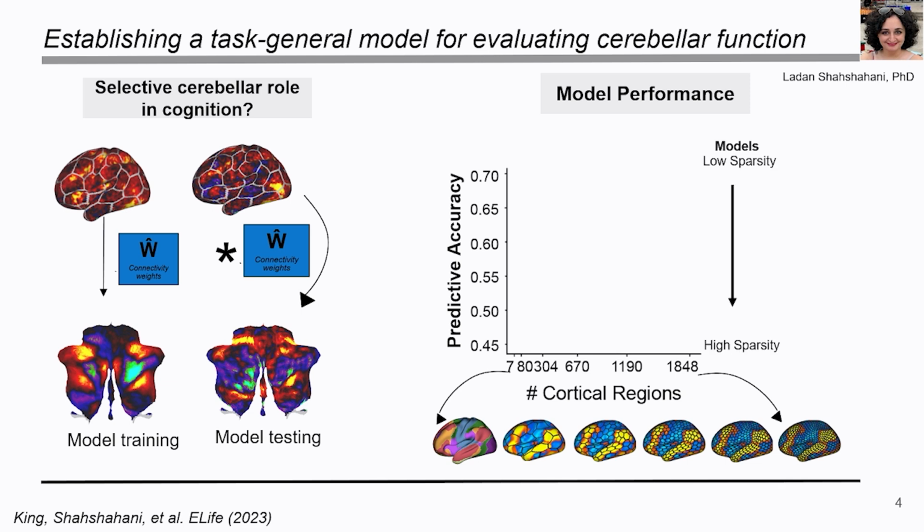And so to do this, we leveraged different regularization approaches. So we could take a ridge regression model, which allows for many cortical inputs to account for the variation in each cerebellar voxel.